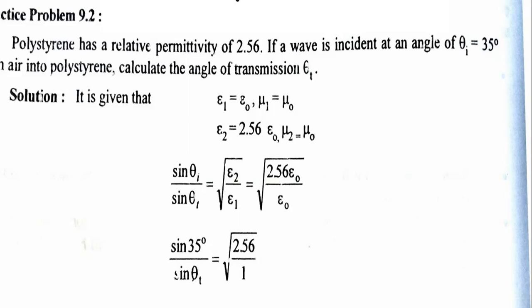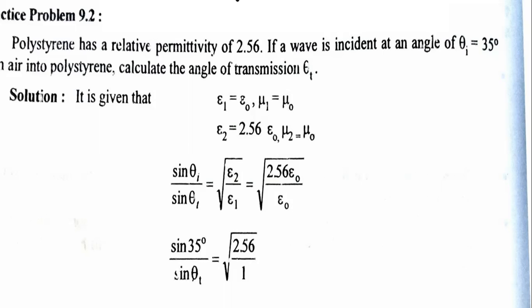calculate the angle of transmission, theta t. Angle of incidence is denoted by theta I, whereas angle of transmission is denoted by theta t. So in this way, you just note down whatever parameters are given and what you need to calculate.